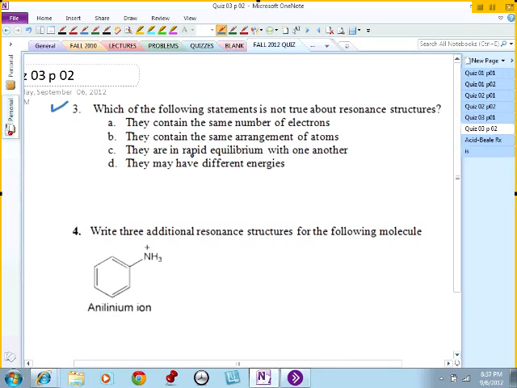Which of the following statements is not true about resonance structures? Okay. If you notice, I try to trick you guys using the negative: which of the following statements is not true? So what is the answer? C? Oh, you said D? D as in dog? C as in cat?